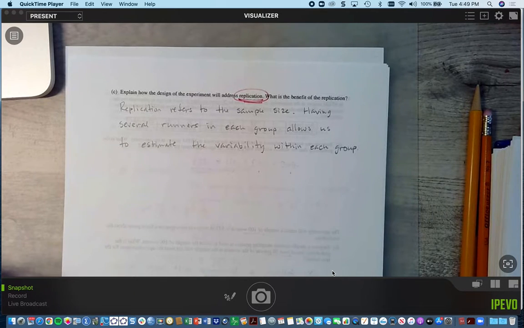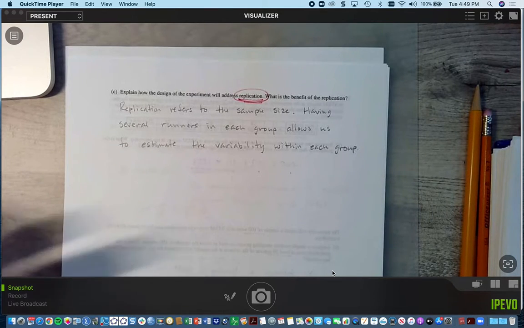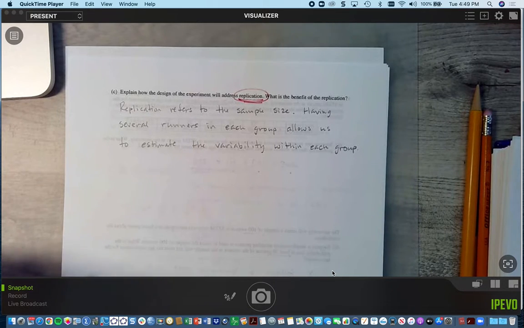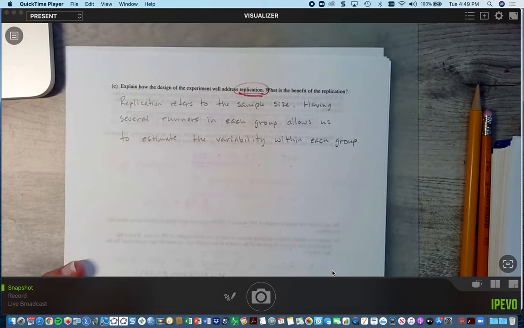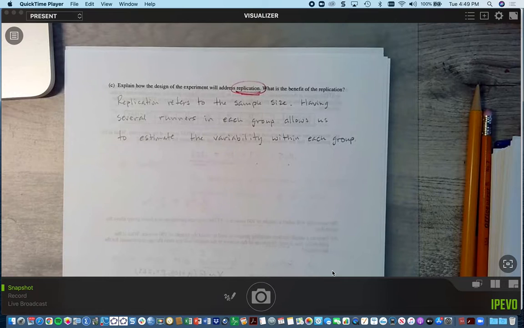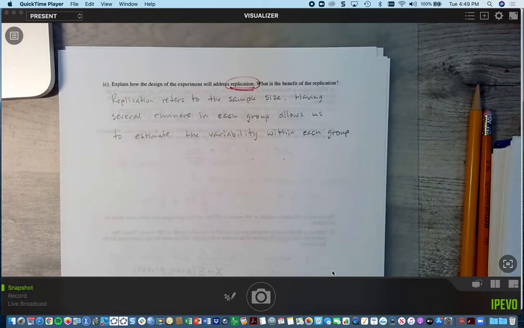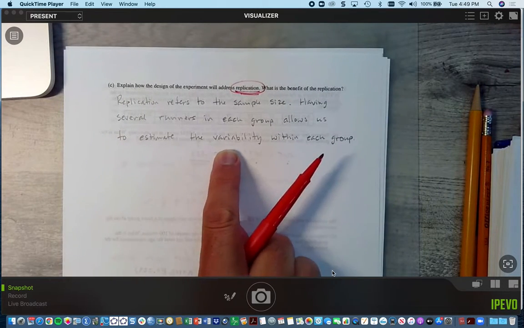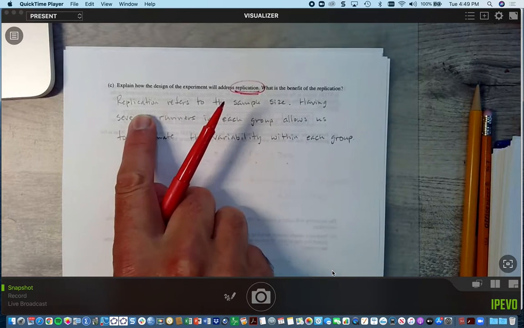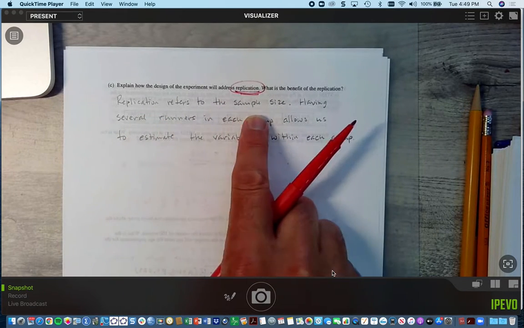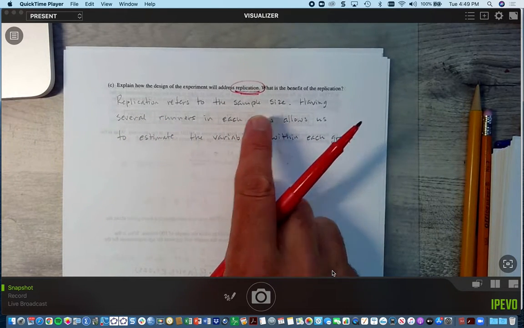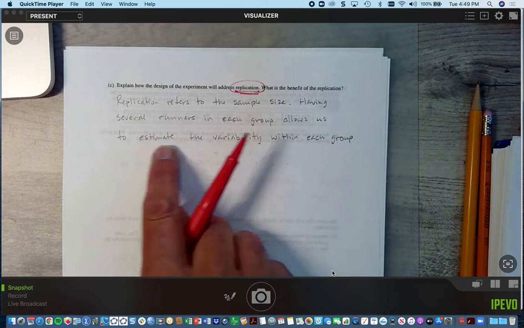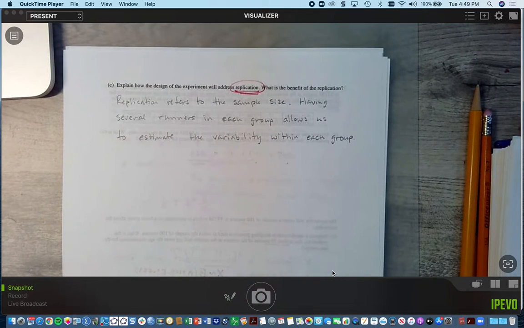Okay, the replication here has everything to do with the sample size. So we don't want to do this just with one runner. We want several runners so that we can get an estimate of how much variability we would expect to see in each group. So replicating doesn't refer to replicating the experiment. It means to have a big enough sample size. And then having several runners in each group allows us to estimate the variability within the groups.